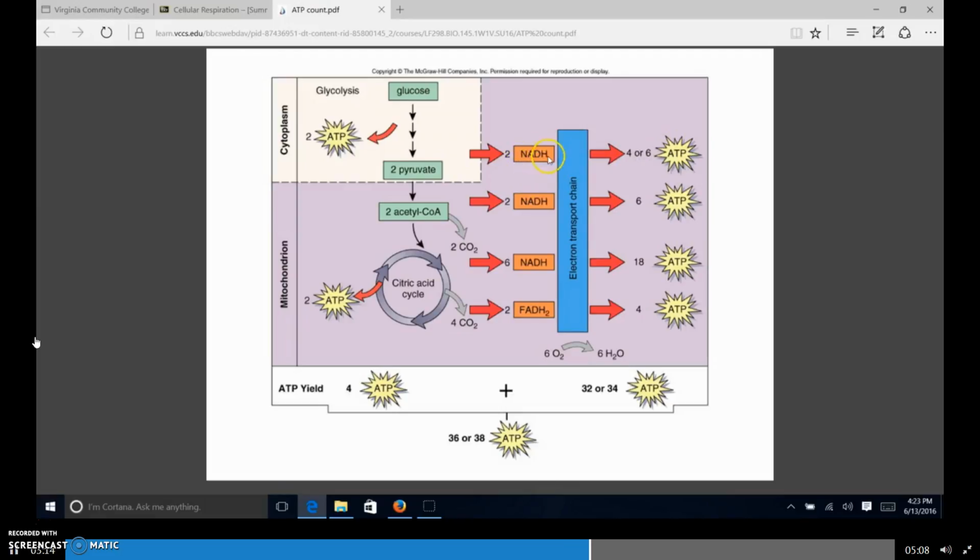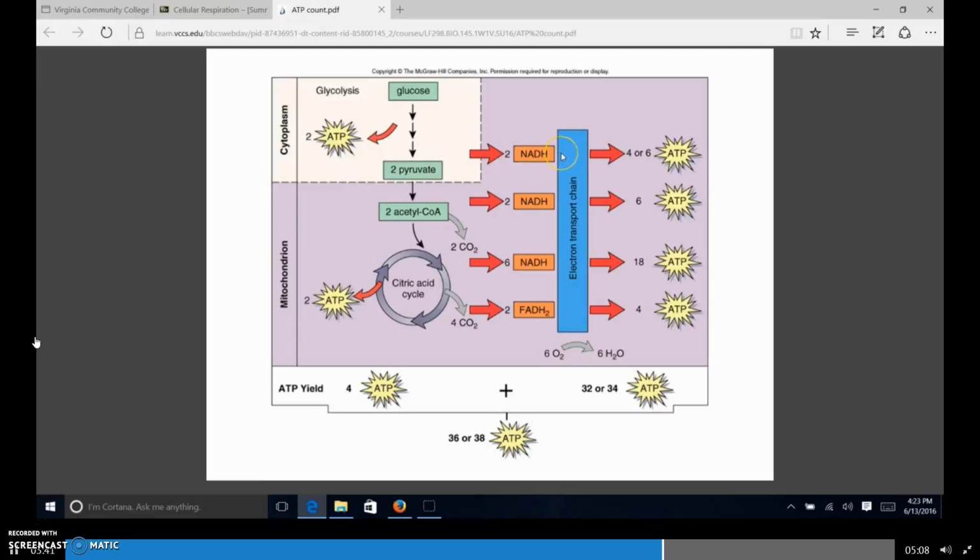Well, what we know about that is if 2 NADH operate 3 pumps, we get 6 ATP. But if 2 NADH only operate 2 pumps, we only get 4 ATP. 2 times 2 is 4, 2 times 3 is 6. So the difference in the NADH here versus the NADH here and here is that these 2 came from inside the mitochondria. This came from outside the mitochondria into the mitochondria.